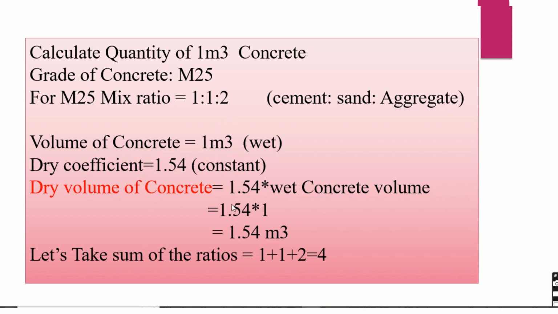Now dry volume of concrete is equal to 1.54 into wet concrete volume. In this, wet concrete volume is 1 meter cube. So multiplying 1.54 by 1, we get 1.54 meter cube. Next, let's take the sum of ratios. For M25 grade of concrete, we have 1:1:2. Now take the sum of all these ratios, so it means 1 plus 1 plus 2, which is equal to 4.